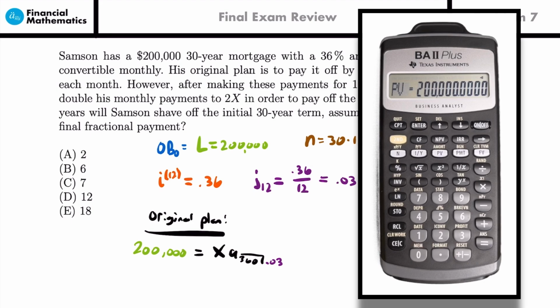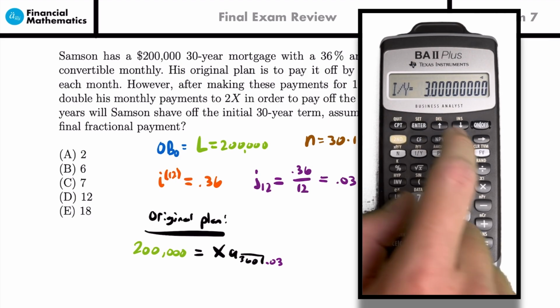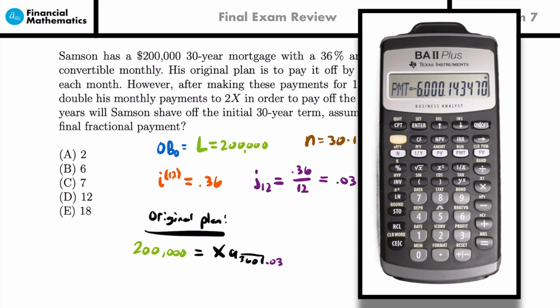But then we have 360 of those payments. So we have 360 as N, and the interest rate is 3%. Compute the payment amount, and there it is. It's about $6,000. $6,000.14 if we want to be really specific.